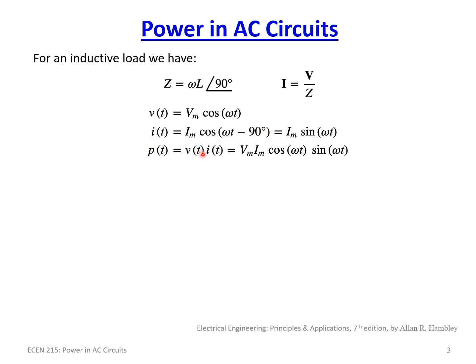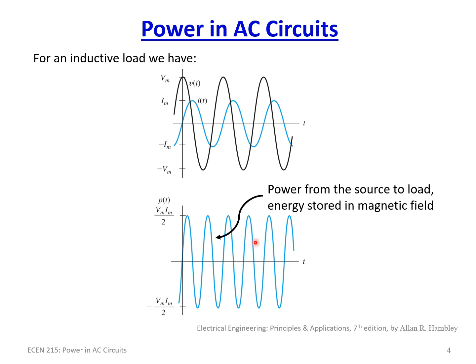And so power is voltage times current, and we end up with the magnitude of the voltage and the magnitude of the current times cosine times sine, which ends up using the trigonometric identity 1/2 sine 2x. So it's a phase shifted version. So we end up with power of t, Vm Im over 2 sine 2 omega t, which looks like this. So here we have some of the power is being absorbed and some of the power is being supplied.